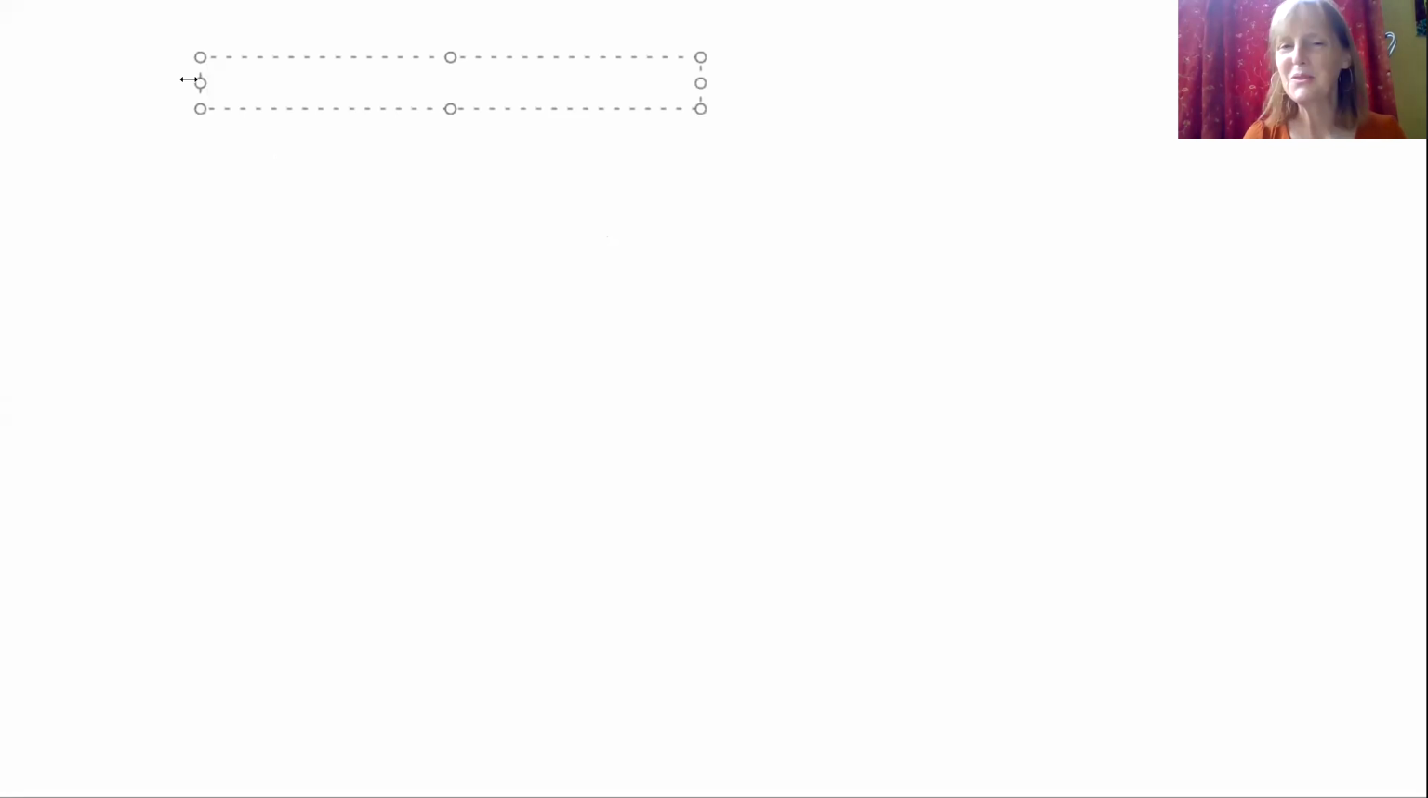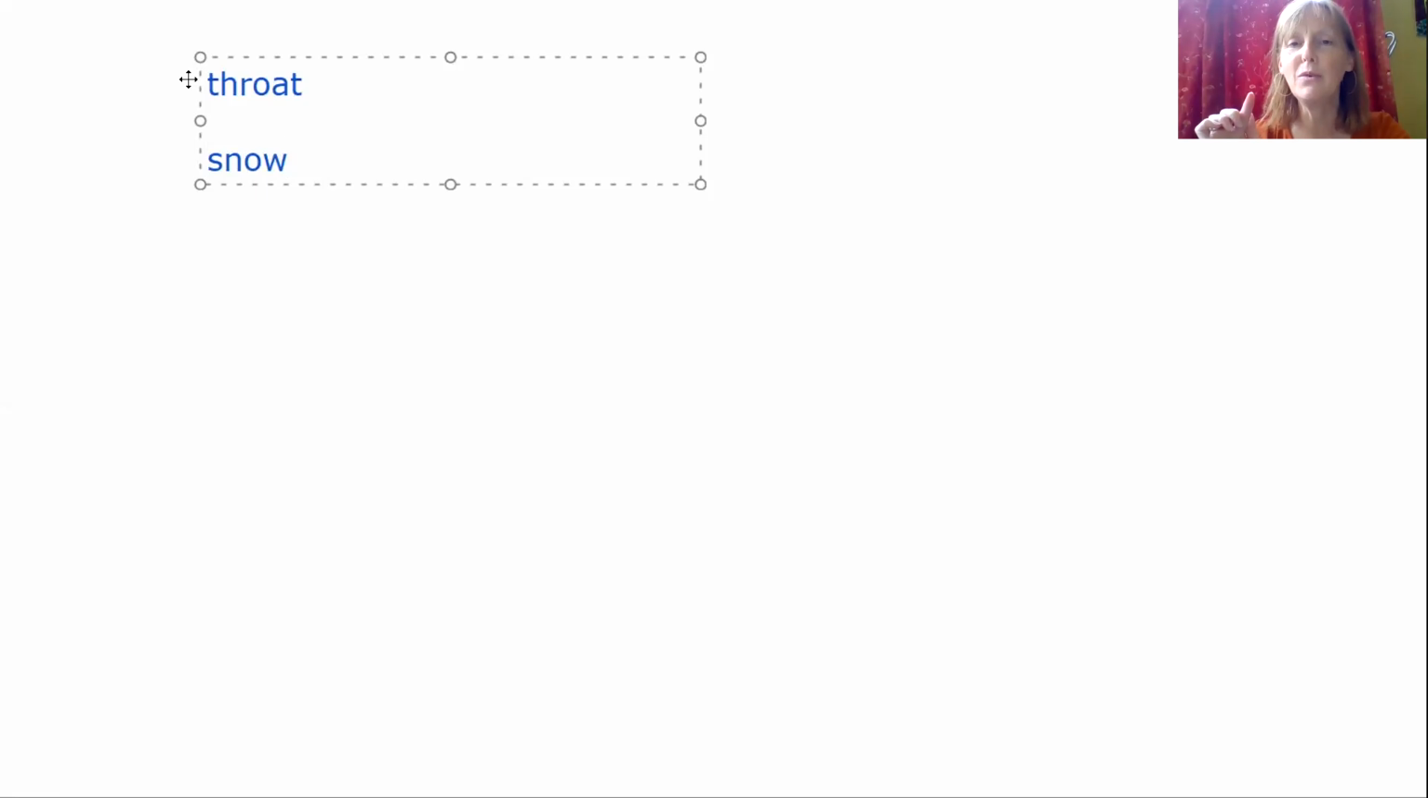Okay, our first word is throat. The doctor looked at my sore throat. We can hear that TH and then R and then the long O sound in the middle of the word, often spelled O-A, as we learned last time, and a T at the end, throat. Snow, the wind may blow the snow away. Snow, we know that's a long O at the end of a word. We're going to go with O-W.